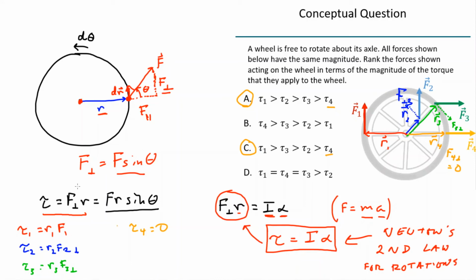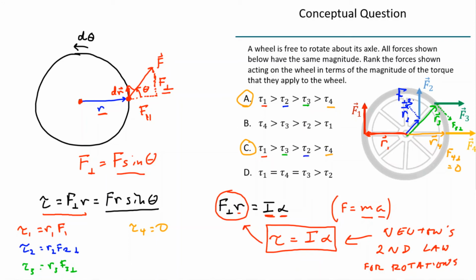Well, it's pretty easy to see that tau 1 is going to be the biggest, right? Because all of F is perpendicular to R, and this R is the whole radius of the wheel. So this force is applied as far from the center as it possibly can be. But in both of these, tau 1 is ranked highest, so that doesn't help us much. So the question is, is tau 2 bigger than tau 3? Or vice versa? Is tau 3 bigger than tau 2?